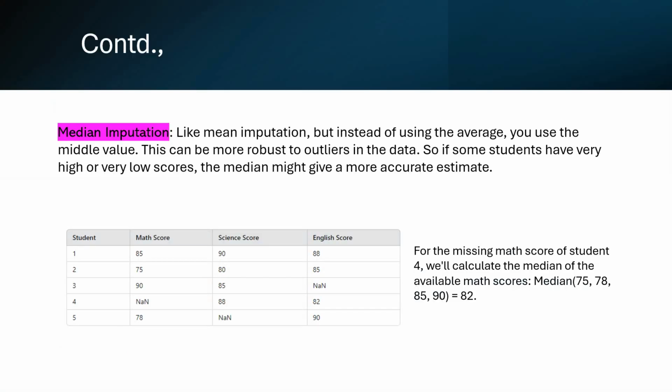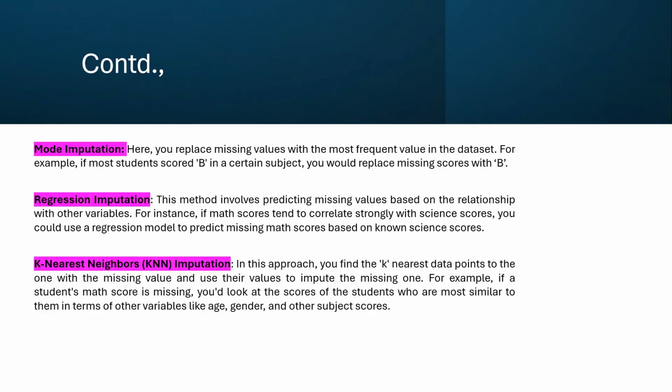The next one is median imputation. It is simply like mean imputation, but instead of using the average, you will use the middle value. Yes, this can be more robust to the outliers of the data. So if some students have very high or very low scores, the median will give a better view and it could give a more accurate estimate. We are going to take the same example. We are going to calculate the median for the available math scores 75, 78, 85, 90 and 82 would be the median. As simple, and we can go ahead with this technique as well.